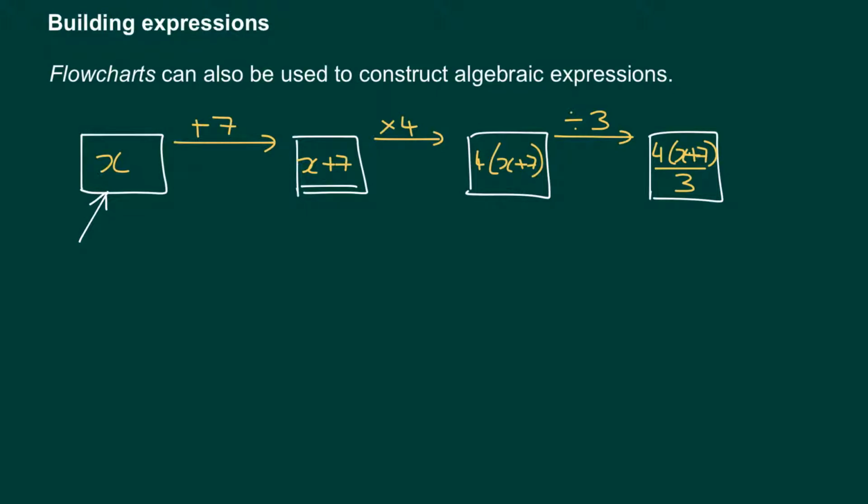Then we multiply the x plus 7 by 4, which then gives us 4 times the entire x plus 7, therefore we have the brackets around it. And then finally, to finish off, we have divided by 3. So we have the entire 4 bracket x plus 7 over 3.